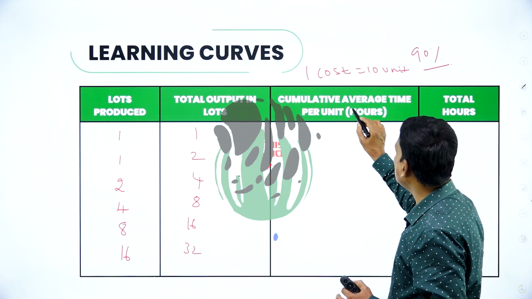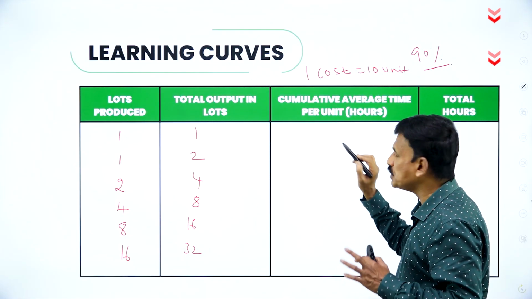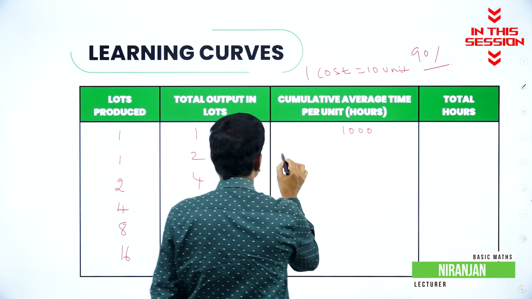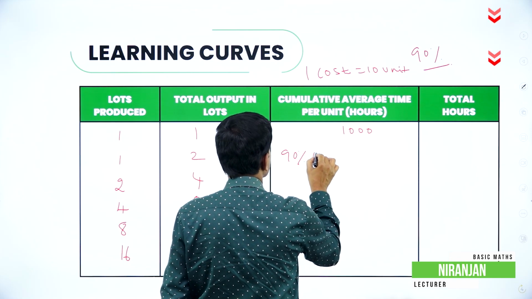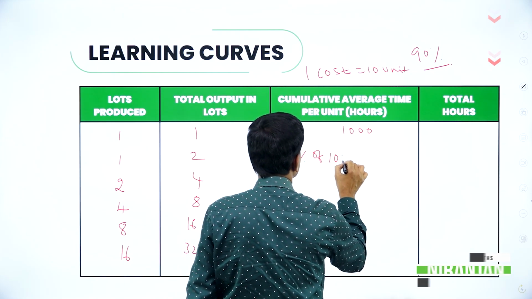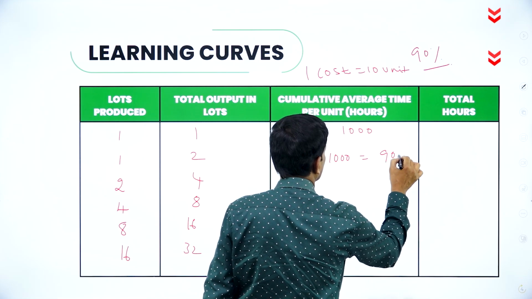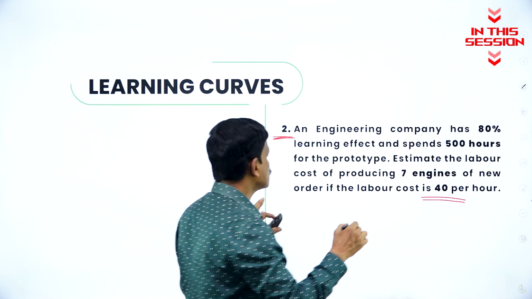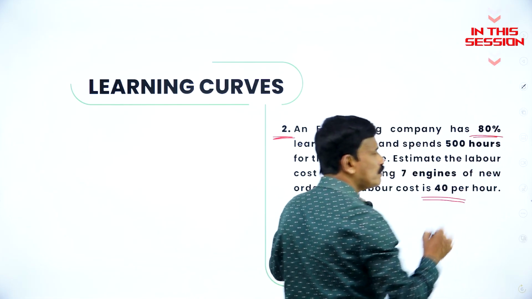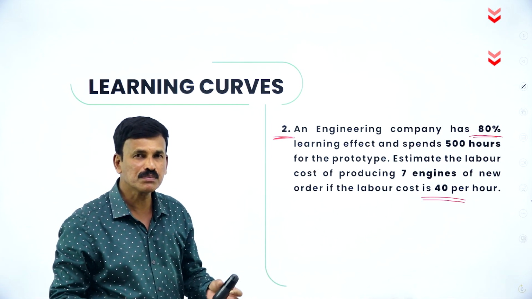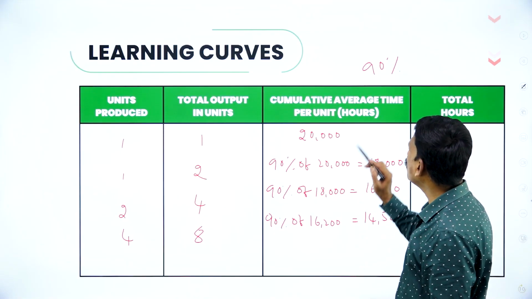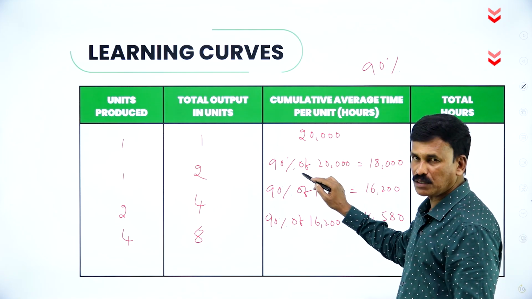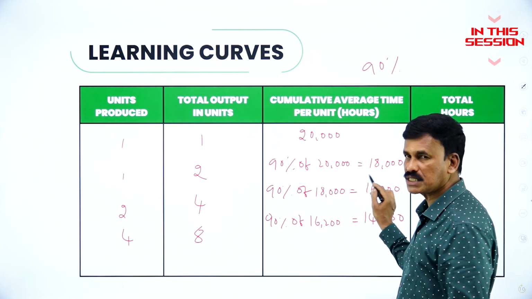Just find out the cumulative average time per unit. So first one it is 1000. Next, 90% of 1000, that's equal to 900. Now here what is given? An engineering company has 80% of learning effect. So here 80% of learning effect. The previous problem is 90%. Cumulative average time per unit: first it is given 20,000. Then 90% of 20,000 is 18,000 again.